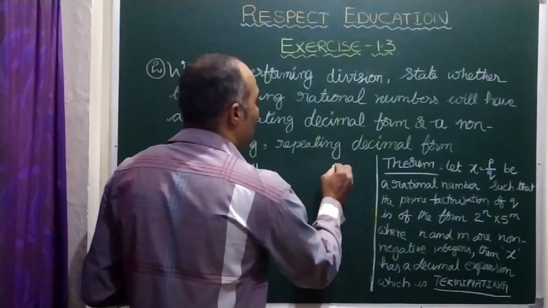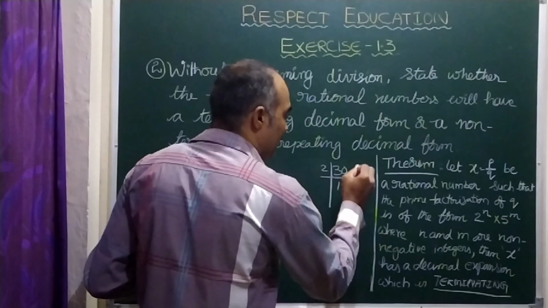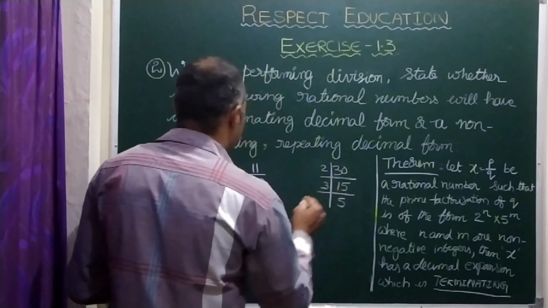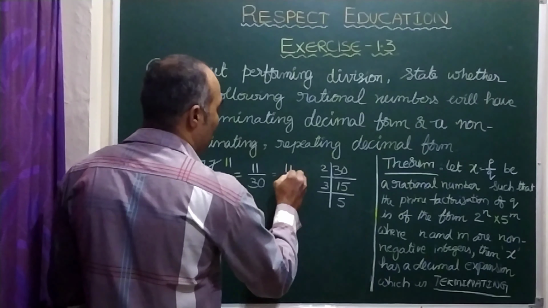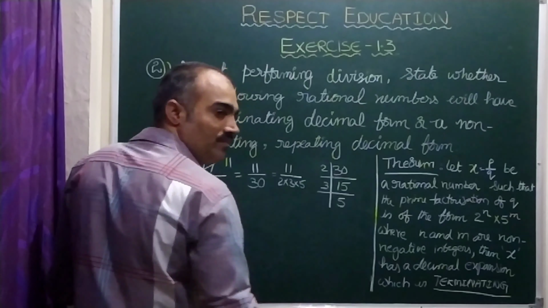Okay, we can find the prime factors of 30 now. It is 2 into 15, right? Again 15 is 3 into 5. So here it is 11 by 2 into 3 into 5.